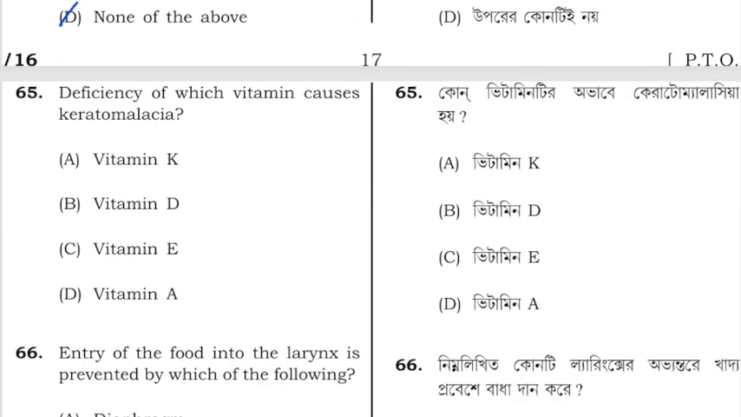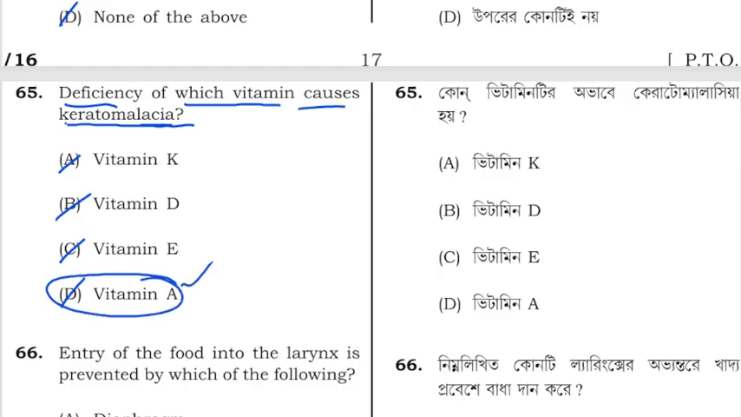Next is, deficiency of which vitamin causes keratomalacia? Option A is vitamin K, B is vitamin D, C is vitamin E, D is vitamin A. So this keratomalacia is caused by deficiency of vitamin A. So option D is correct.